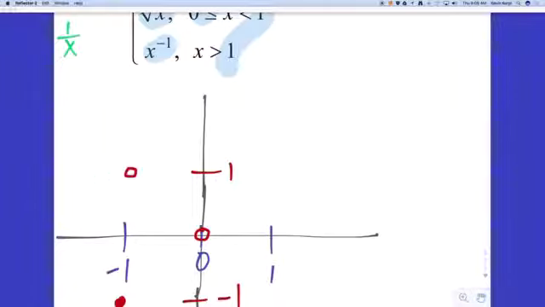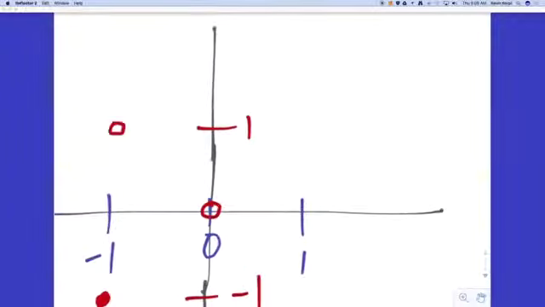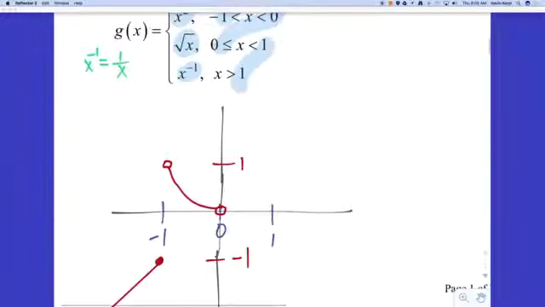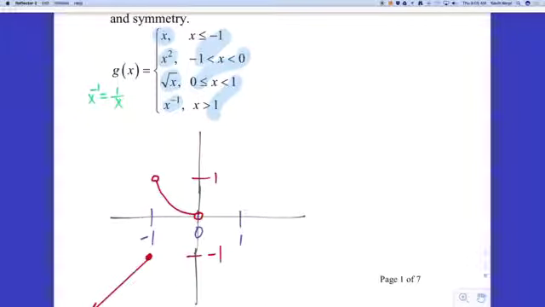So now we have the starting point for this piece, the ending point for that piece. We connect it with a parabola piece. Now this would normally bounce at the origin and go up. So there's that piece right there.